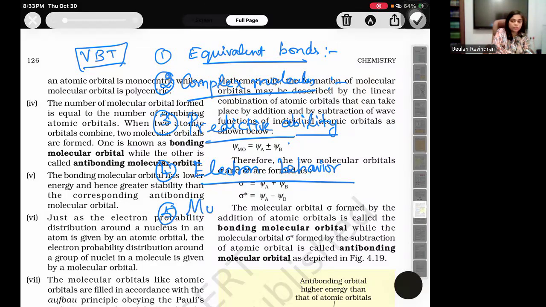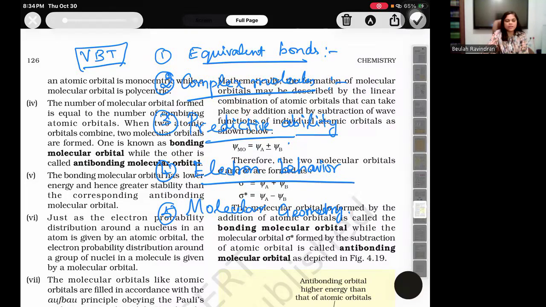These are all the disadvantages of VBT theory. Molecular geometry: VBT theory struggles in defining and predicting precisely the geometric arrangements of atoms in complex molecules.